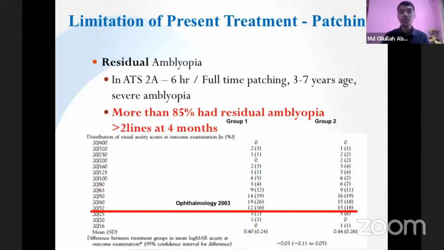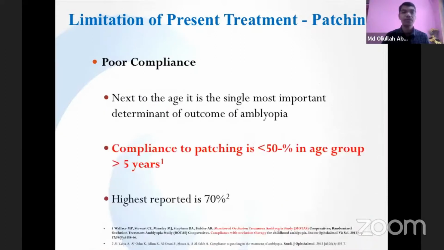And this research talks only about resolution acuity. They usually do not talk about the binocular vision aspect at all. Even in resolution acuity alone, you see at least 2 lines of residual amblyopia at the end of a 4 month program. Obviously, when you do it for a longer period of time, the amount of residual amblyopia keeps going down. But the major barrier to patching happens to be compliance, because as the child grows older and older, the compliance rate goes down.